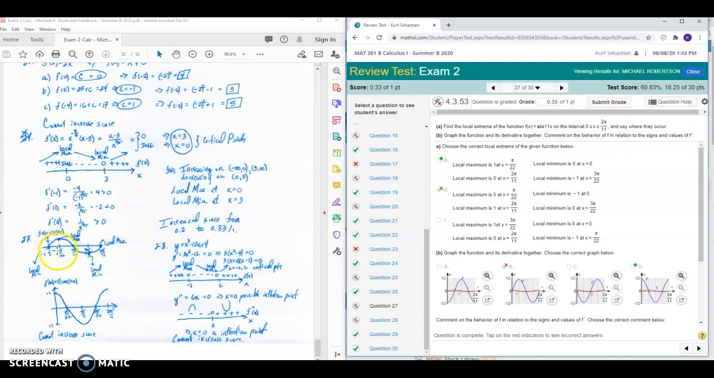Half of that's pi over 22, so this guy's 3 pi over 22, and you can see when you graph the sine function there that you have a local max at pi over 22 and at 2 pi over 11, and you have a local min at 0 and at 3 pi over 22.